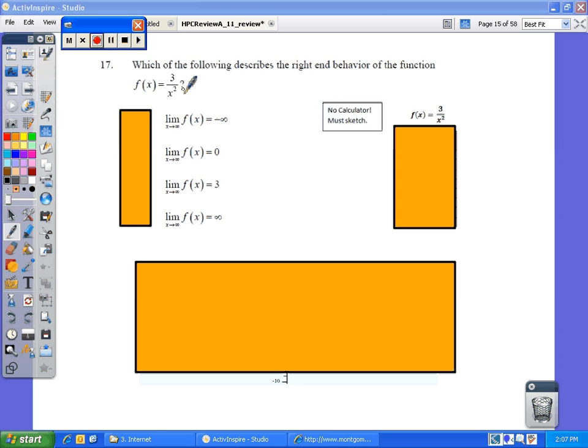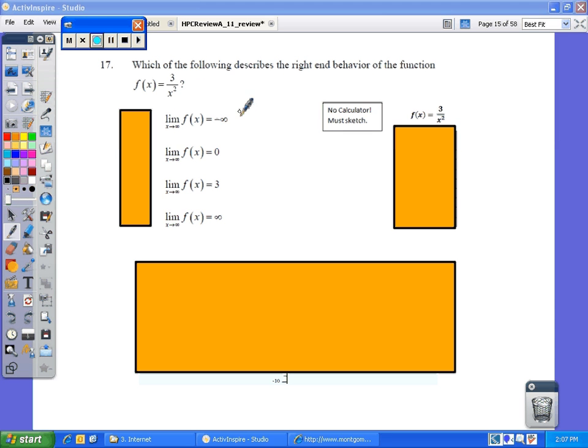What would happen, however, if I am looking at the left end? Left end means I'm looking at negative values. Well, it doesn't matter, because if I square -2, I still get 3/4. If I square -3, I still get 1/3. If I square 3, I get 3/9, which is 1/3. If I square 4, I get 3/16. -4, I get 3/16, excuse me. And the results are still positive, and they're still getting closer to 0.